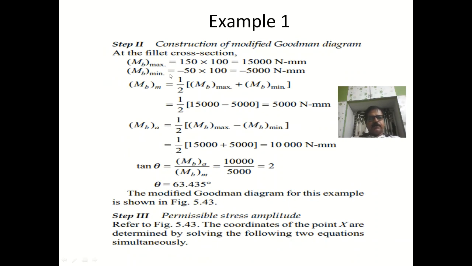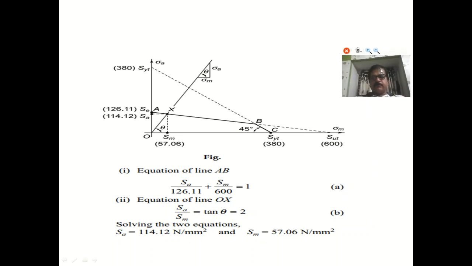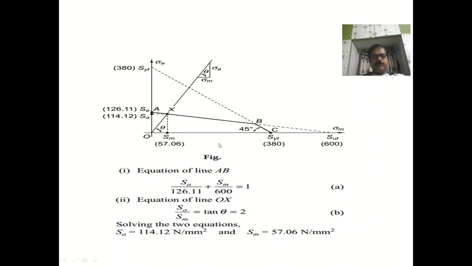Next we are calculating the maximum and minimum bending moment. From the maximum and minimum, we get the amplitude, that is the variable bending moment, and the mean bending moment. The ratio of the variable bending moment to the mean bending moment is tan theta, that is 2, and hence we get the angle theta as 63.45. And then we move to the final step of constructing the modified Goodman's diagram.